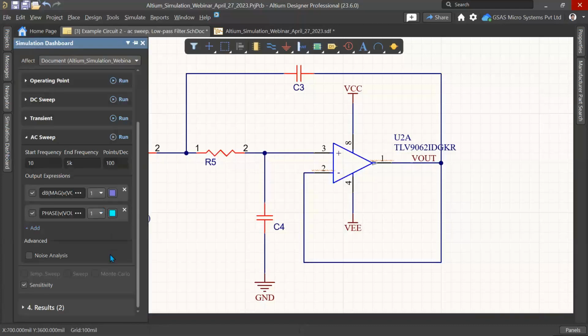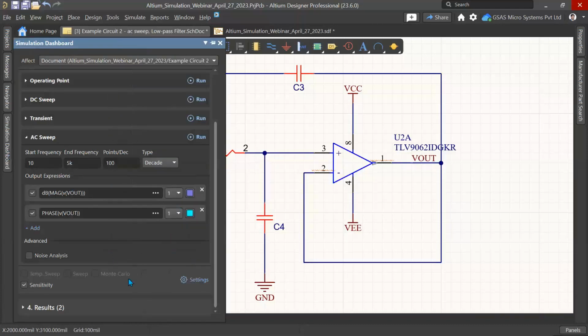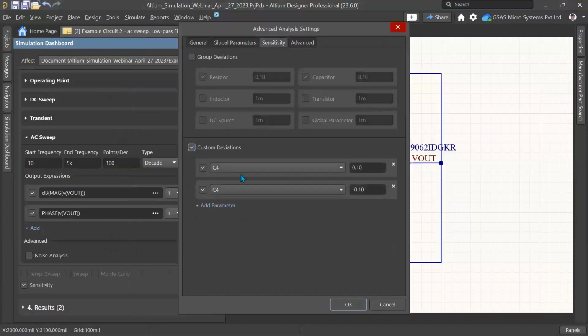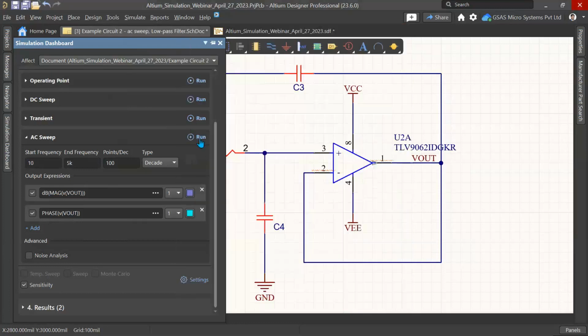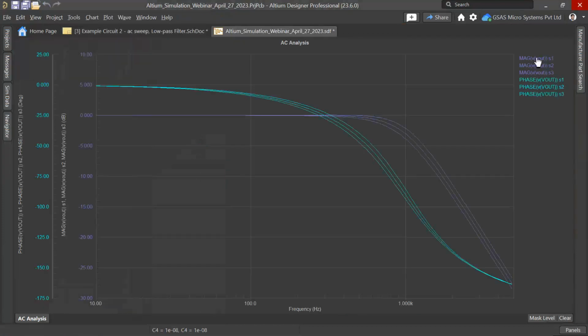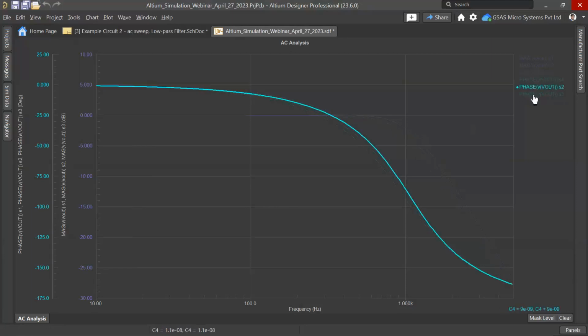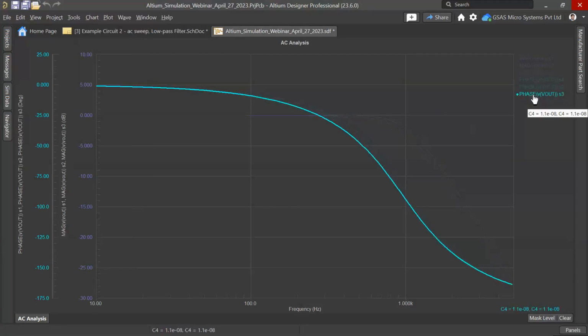Again, go to the simulation dashboard, go to the SSP and again sensitivity. This time we will enable custom deviation for the capacitor C4, which you can select from the component list. Click OK and run the analysis again. You can see that with only the capacitor values, the phase and magnitude are getting deviated. This is how we can perform the sensitivity analysis in the AC sweep, to see how the component values affect your output.